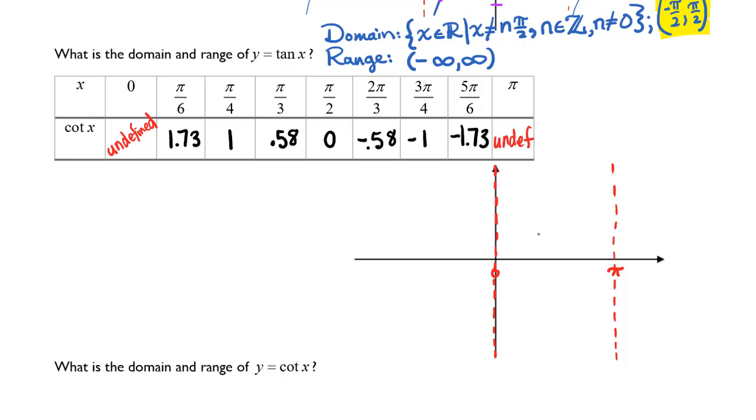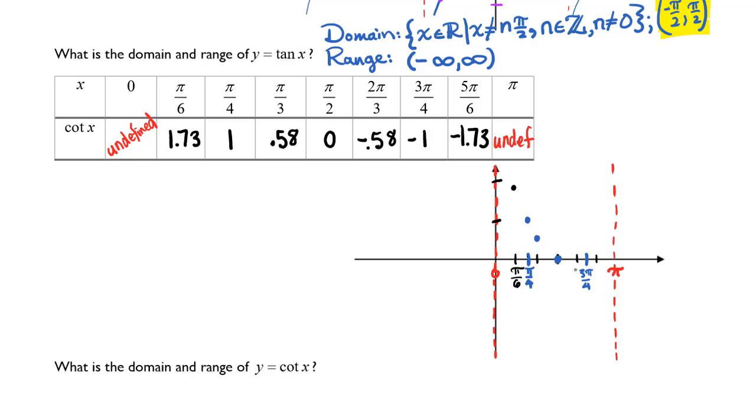At pi over 6, I'm at 1.73. At pi over 4, I am at 1. At pi over 3, I'm at 0.58. At pi over 2, I'm at 0.